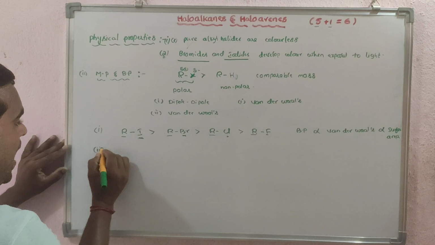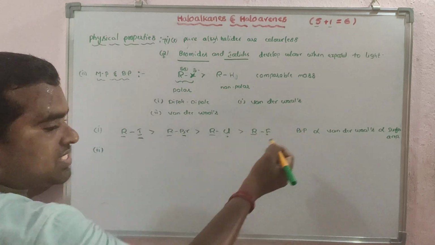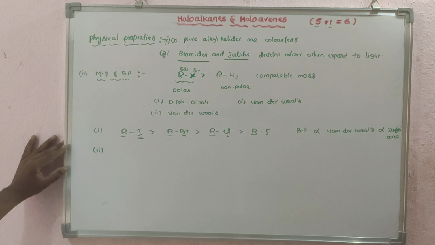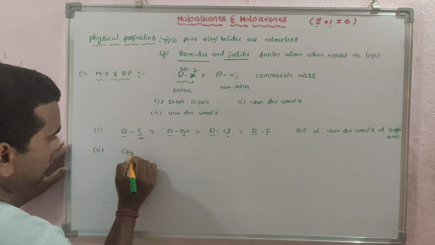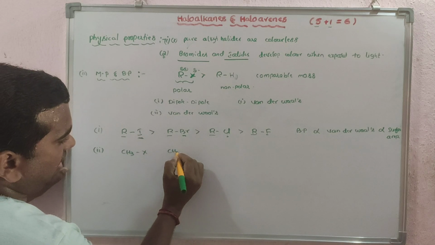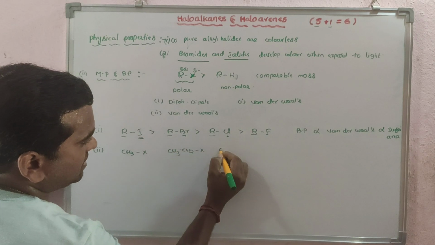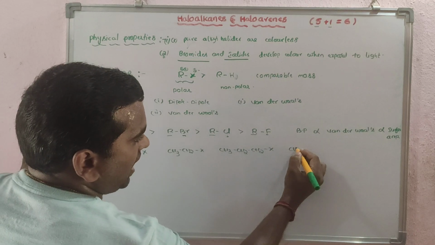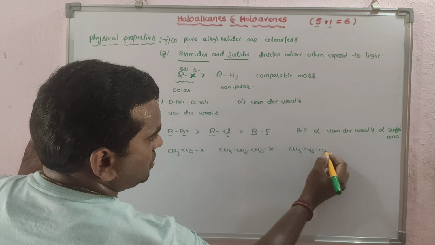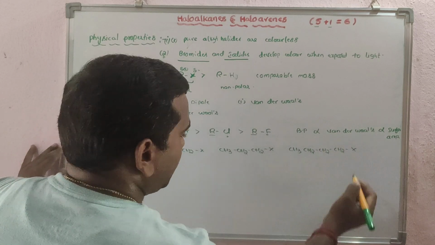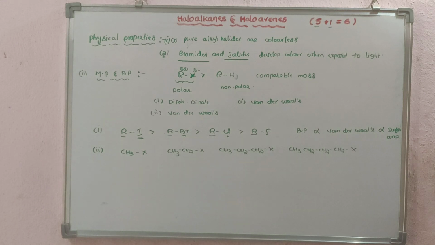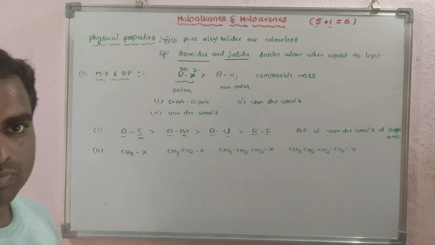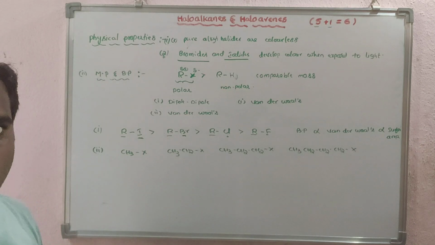And the second one: now the halogen atom is the same and I will change the alkyl group. Suppose I write CH3X, CH3CH2X, next CH3CH2CH2X, and the next one is CH3CH2CH2CH2X. Any halogen atom you can take. Clear? All the halogen atoms are the same, but the alkyl group is different. In this case, what is the order of boiling points of these molecules that we have to discuss?